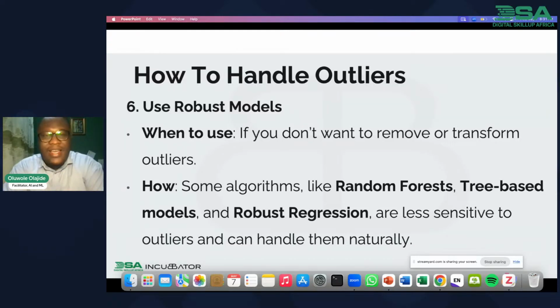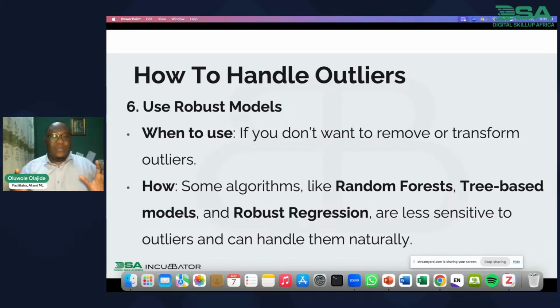Then use a robust model. This is where people like us come in. If you say you don't want to remove or transform any outlier, you can use tree-based models like random forest, and logistic regression. That one is something else. I don't know how your data set looks, and I've not seen it, but logistic regression will work. These models are built to be able to handle outliers on their own.